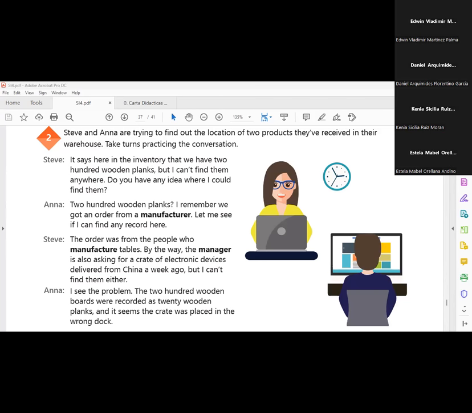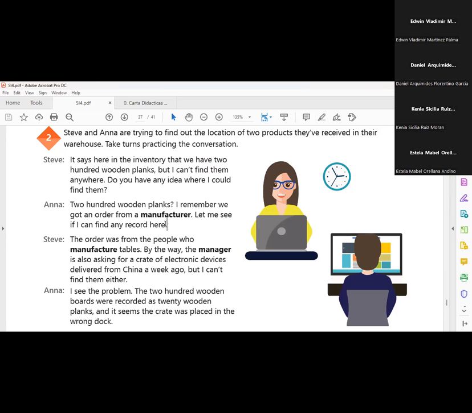It says here in the inventory that we have 200 wooden planks, but I can't find them anywhere. Do you have any idea where I could find them? 200 wooden planks? I remember we got an order from a manufacturer. Let me see if I can find any record here. The order was from the people who manufacture tables.